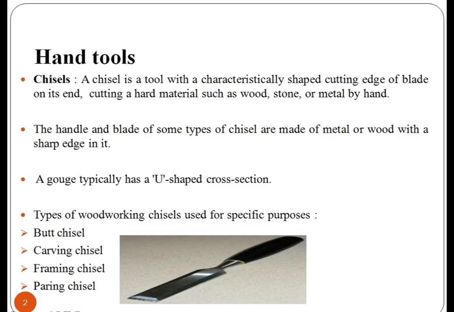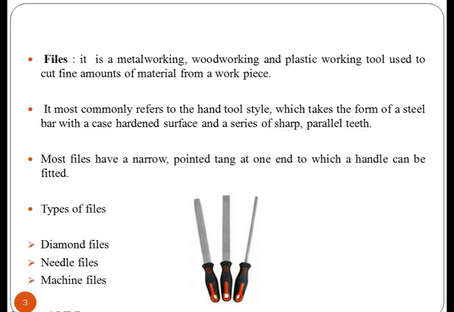Paring chisel. A paring chisel is a longer, thinner chisel which can be pushed into long joints such as housing joints. It is used for cleaning up the joints and to make an accurate fit. Files. It is a tool of hardened steel in the form of a rod with many small cutting edges raised on its longitudinal surfaces. It is used for smoothing objects, especially of metal.